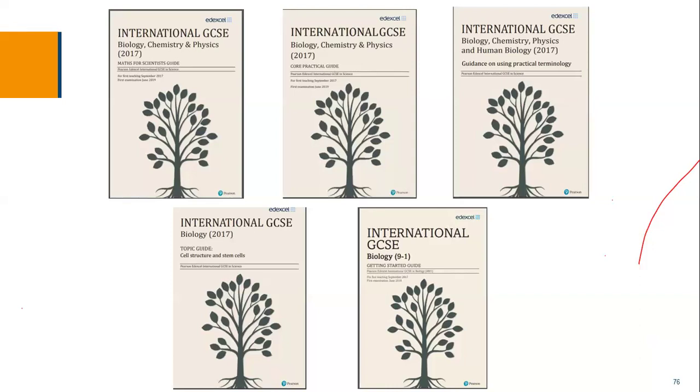Maths for scientists, core practical guide, practical terminology, and then guides for each of the topics.